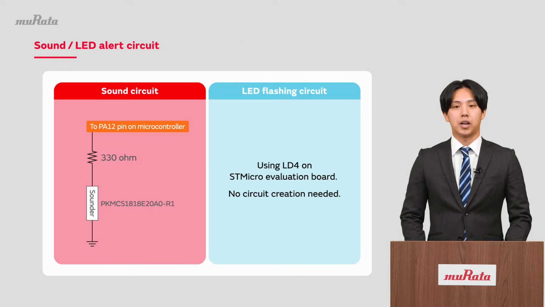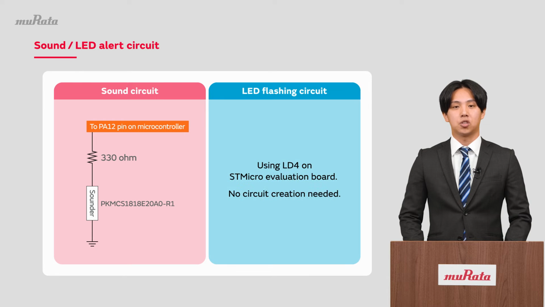This is a sounder circuit that produces a warning tone. We will connect a 330 ohms resistor to prevent inrush current and a 2 kHz sounder from Murata manufacturing in series to pin PA12 of the microcontroller and then make a connection to ground. This type of sounder is used to generate warning tones on sliding doors and the like.